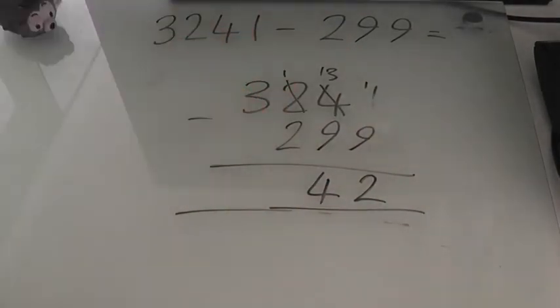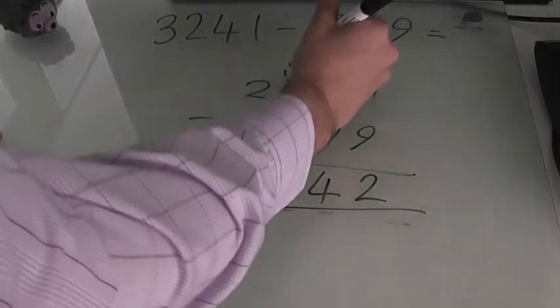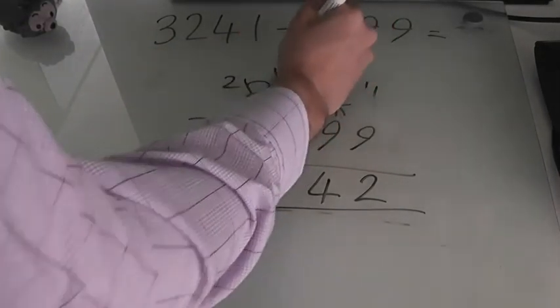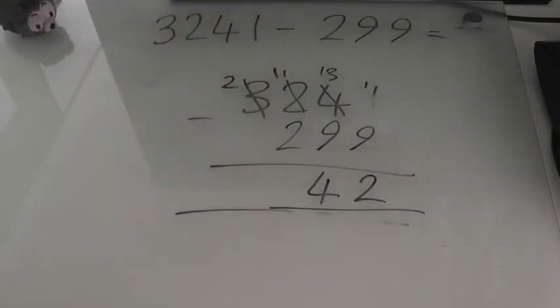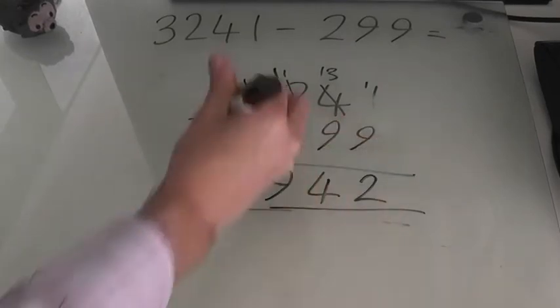1 take away 2, can we do it? Because we've got 100 take away 200. No we can't. So we cross that one out, borrow 1000. So we've now got 11 take away 2, which will give us our 9.